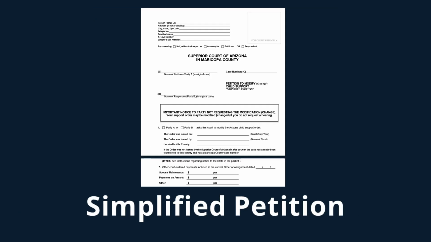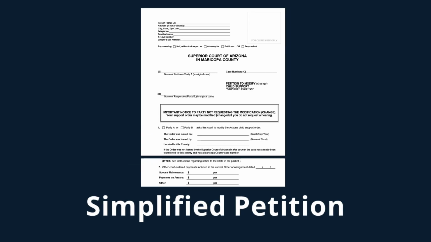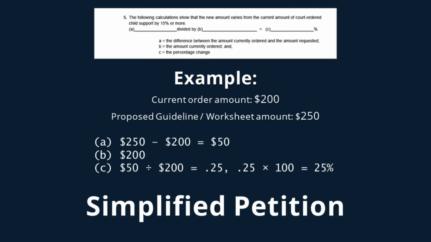On the Simplified Petition, you also complete the case caption. This petition has similar information regarding your current order under questions number 1 and number 7. And again, you must complete all sections and questions on the form. You'll also need to complete question 5 to show that the difference is at least 15%. Make sure you follow the directions.